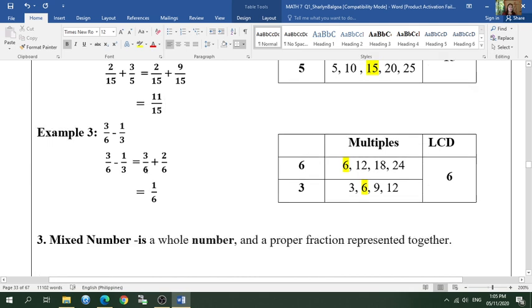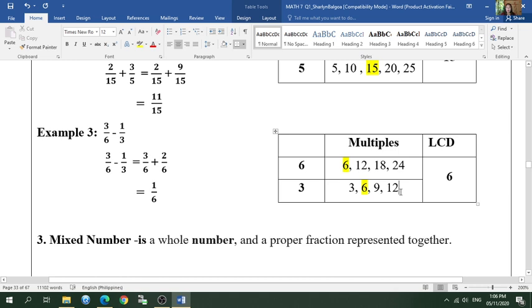Okay, next. Let's have example number 3. 2/3 minus 1/3. 3 over 6 minus 1/3. So, kunin mo yung multiples ng 6 and 3. So, multiples ng 6, gaya ng sinabi ko, kapag multiples, you can have skip counting. Plus 6, plus 6, plus 6. Kaya naging 6, 12, 18, 24. Dito naman sa 3, skip counting by 3. 3, 6, 9, 12. Kung napapansin ninyo dito sa sagot natin, ang common multiple nila ay 6 at saka 12.